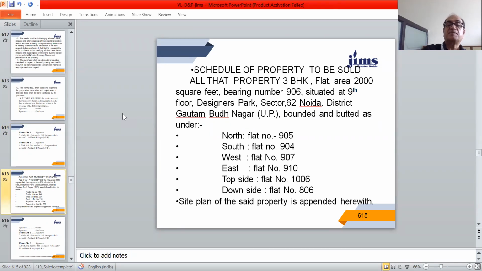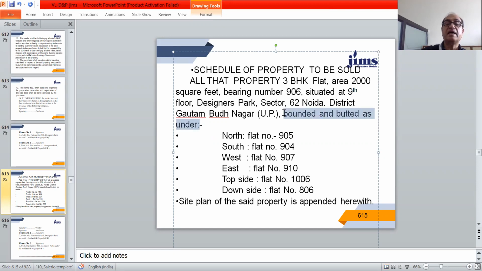That is, this paragraph will begin like, all that property, 3 BHK flat, area 2000 square feet, bearing number 906, situated at 9th floor, Designers Park, Sector 62, Noida, District Gautam Buddha Nagar, UP, bounded and butted as under. See, these words are important. The property to be sold is bounded and butted as under.